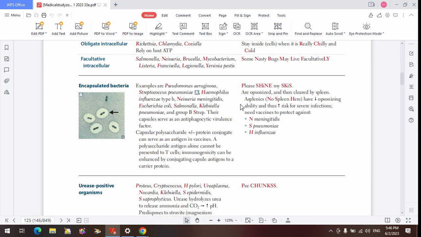Because we've said it, the encapsulated organism's capsule is helping them escape phagocytosis. But just imagine the body is now infected with Haemophilus or Strep pneumo. Does it mean we will not be able to mount an immune response? No, we will be able to mount an immune response, provided that we have a functioning spleen.